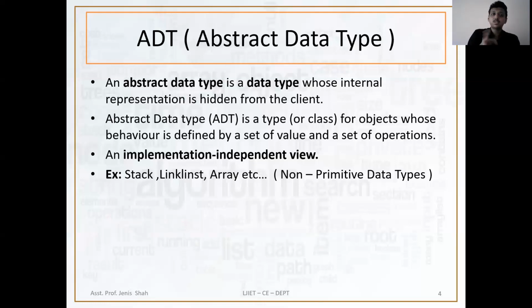But how the process will be done, do you know? No, because it's abstract. At this time, both terms are abstract for you. So it is an implementation-independent view. The implementation is on one end, and the function definition is on another end. So declaration and definition are both on different sides.